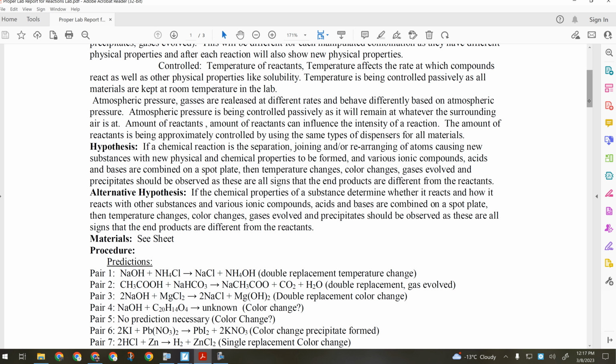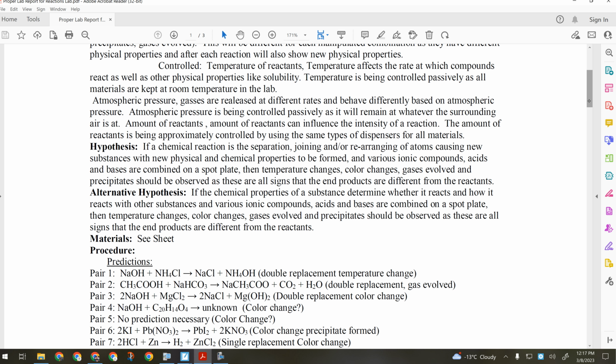Atmospheric pressure is being controlled passively as it will remain at whatever the surrounding air is at. Amount of reactants. The amount of reactants can influence the intensity of a reaction. The amount of reactants is being approximately controlled by using the same types of dispensers for all materials. So for each one of those, I explained how and why. And that's what I'm looking for in your reports as well.